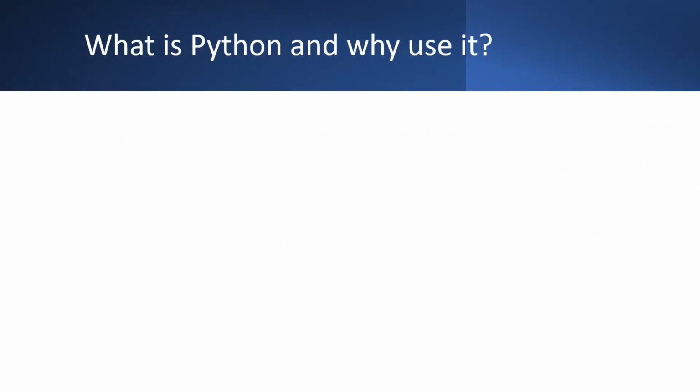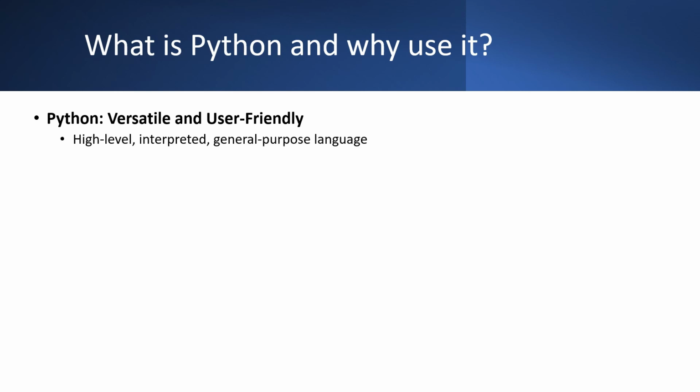Python is a high-level, interpreted, general-purpose programming language that was created by Guido van Rossum in 1991. It is named after the comedy show Monty Python's Flying Circus, which reflects its philosophy of being fun and easy to use. Python has many features that make it a popular choice for programmers of all levels and domains.